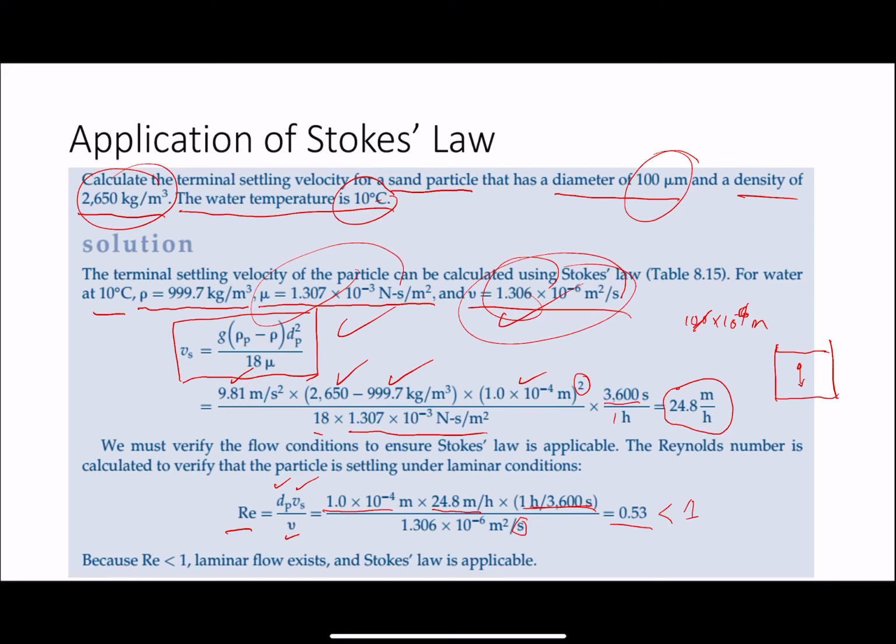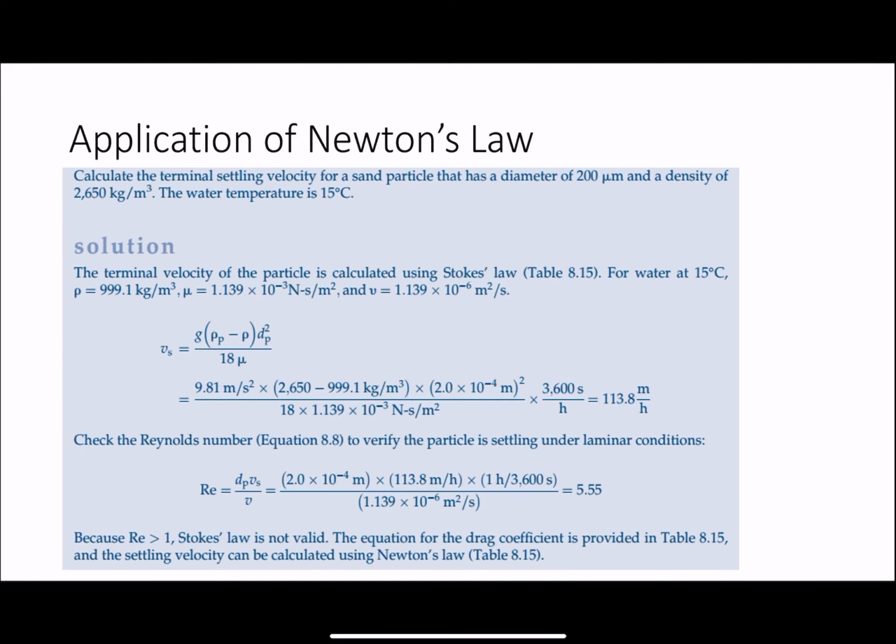So, since the laminar flow exists, Stokes law is applicable. So the settling velocity is 24.8. We don't have to modify it. Sometimes you cannot apply Stokes law. We have to apply Newton's law. Calculate the terminal settling velocity for a sand particle. The diameter is 200 micrometer. Density is 2,650 kilogram per meter cube, and the water is 15 Celsius.